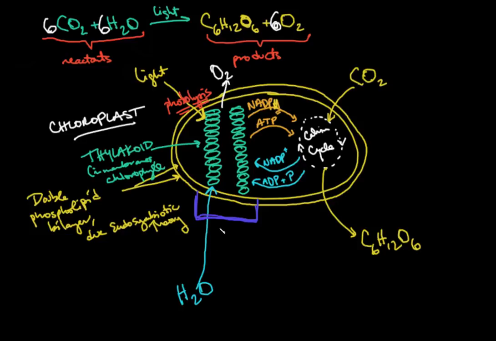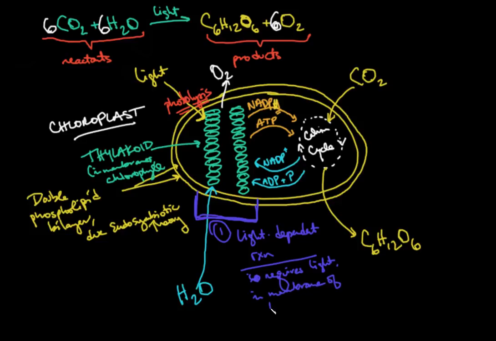But that first reaction, and put a 1 there, is called the light-dependent reaction. Okay? So what that really tells you is that it requires light, and it happens in the membrane of the thylakoid, and this is really where photolysis happens.